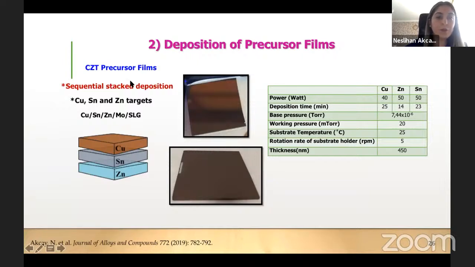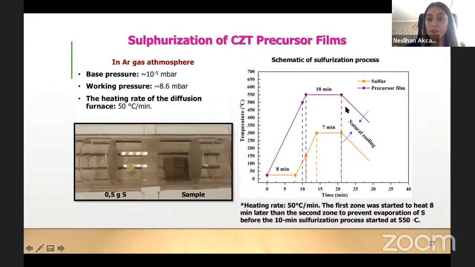As a second way, we produced precursor films by using zinc tin, this time zinc, tin, copper and zinc targets. And also we applied sequential stacked deposition technique for the deposition here. And we changed the sulfurization process a bit. As you see in the figure, we tried to decrease the volume of the sulfurization chamber by using this cylindrical glass. And also, in the first process, we used slow heating, but here we increased the heating rate for the sulfurization.